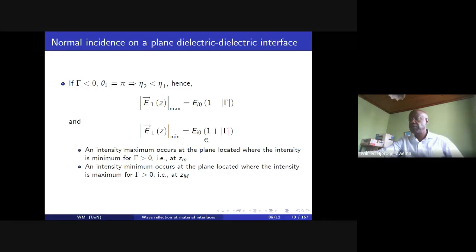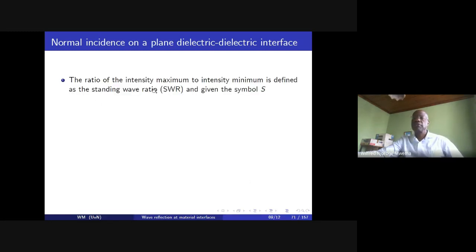That is, before we saw that this was the location for the electric field maximum for gamma greater than 0, not the amplitude, but the gamma greater than 0 itself. And this was the location for the minimum case in the other case there. So the ratio of the intensity maximum to the intensity minimum is defined as the standing wave ratio on that particular interface, and we give it the symbol S.